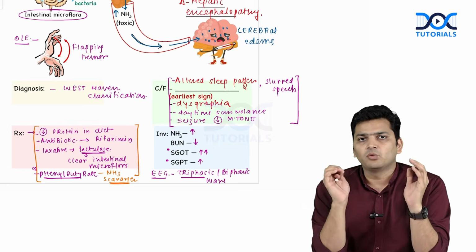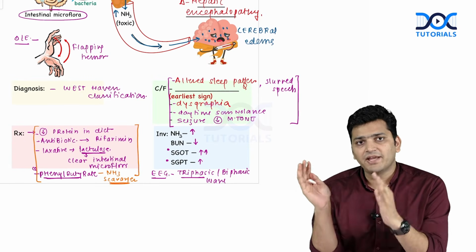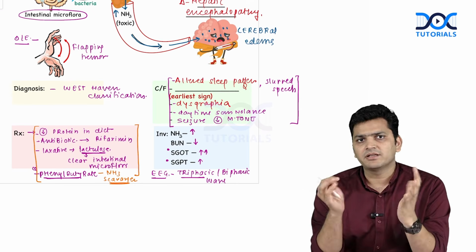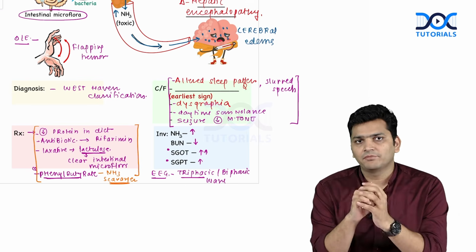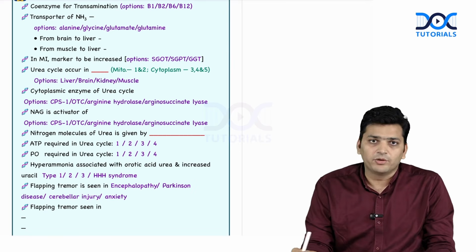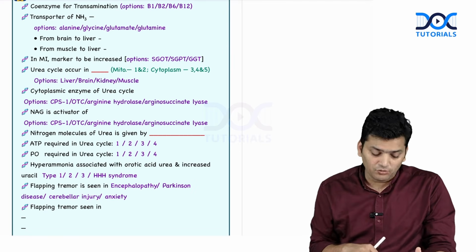Right. So there are a total of 6 diseases we have discussed. 5 diseases we have discussed with the urea cycle enzyme deficiency, and the last disease we have discussed is hepatic encephalopathy. So this is all about the biosynthesis of urea. Let's summarize this chapter. Here is the summary and some questions are written for you. You can pause here, write down the answers and then restart. So let's see the answers.